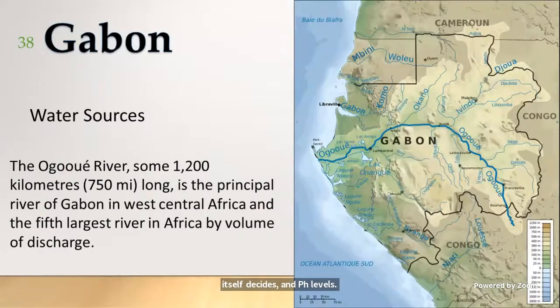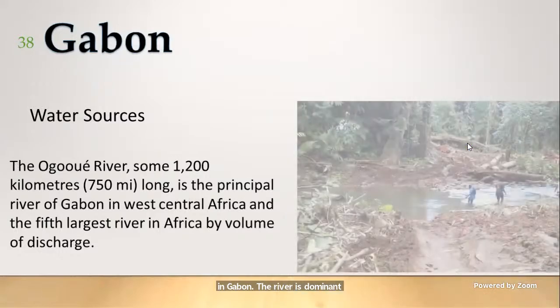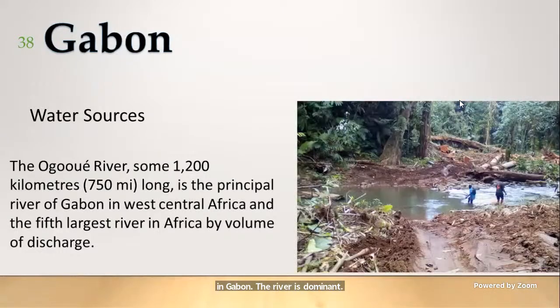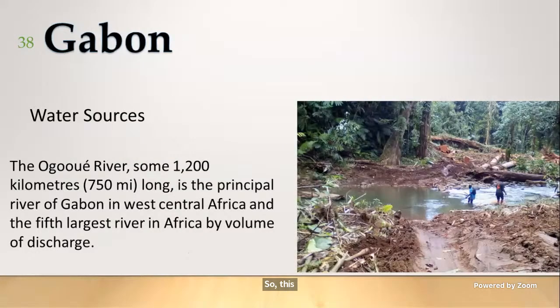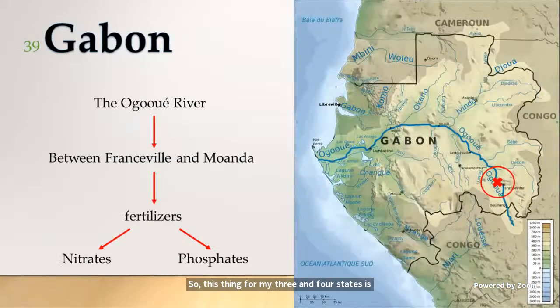In Gabon, the Ogooué River is dominant. Most pollution in Gabon comes from the excessive chemical use in agriculture and logging. So testing for nitrates and phosphates is a good option. Next slide, please.